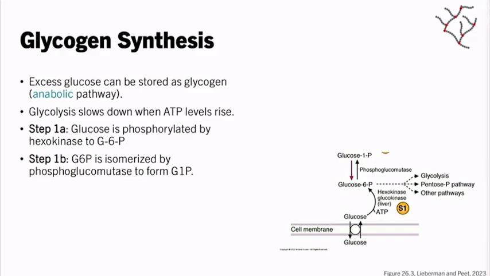In particular, in the liver and muscle tissue, this glucose 6-phosphate can be used to make glycogen. And this is how we store glucose as that branched carbohydrate. The first step of this pathway is to isomerize glucose 6-phosphate into glucose 1-phosphate. This is carried out by the enzyme phosphoglucomutase.